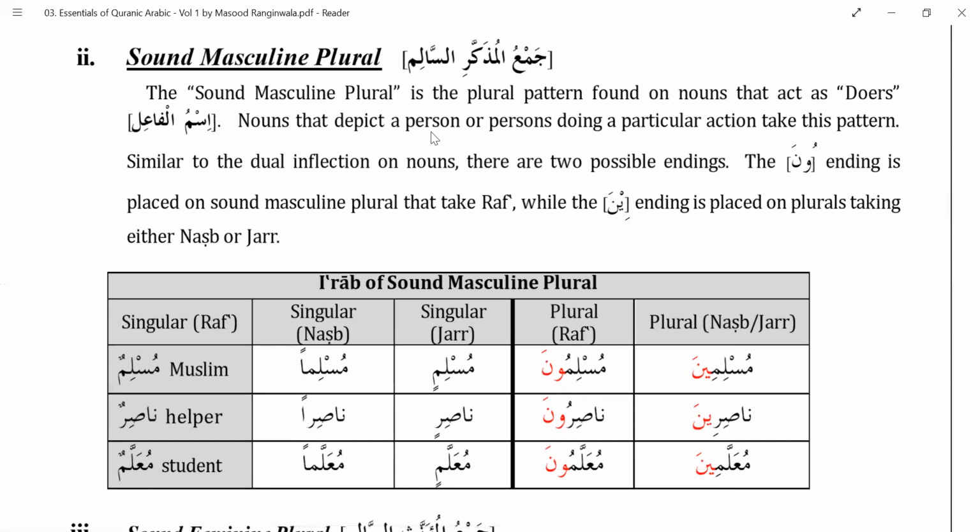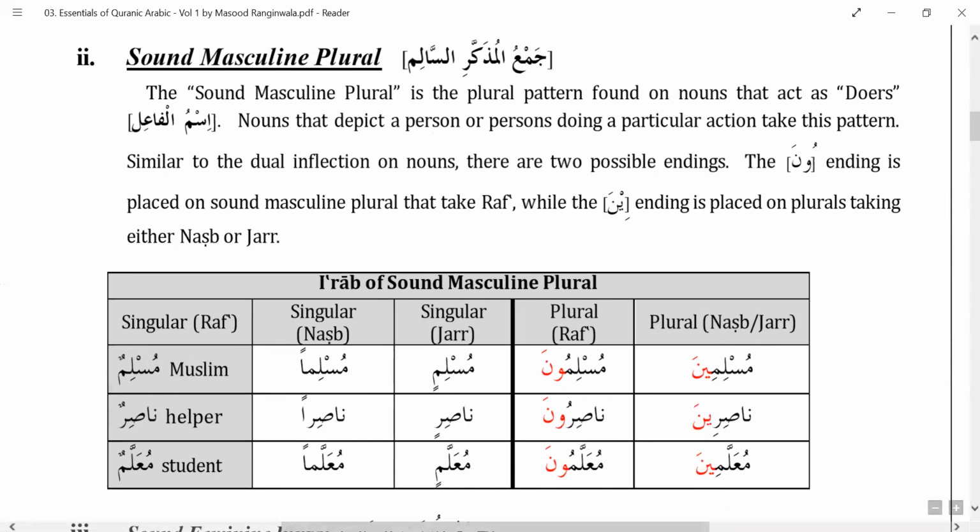Now, why do you say sound plurals? Because if you come to this example, Muslimun is Rafa, it's one Muslim. Musliman is Nasb because the sign has changed. Muslimin is Jar. If I want to make it plural, Rafa would be Muslimuna. Una is Rafa. Muslimina is Nasb or Jar. Again, here the combination for Nasb and Jar is the same. So when you see this, the word Muslim is intact. Just at the ending, you have added something extra.